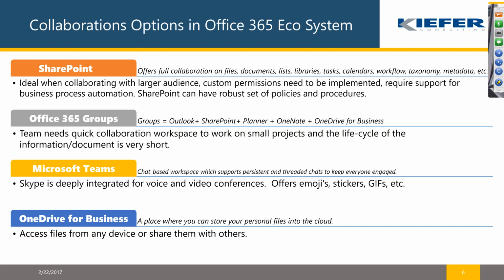The second option we have is Office 365 Group. What is an Office 365 Group? It's a combination of Outlook, SharePoint, Planner, OneNote, and OneDrive for Business. You can use this option when a team needs quick collaboration space to work on a small project, and the life cycle of the information or documents is pretty short.